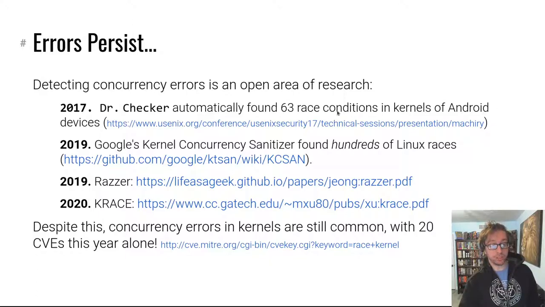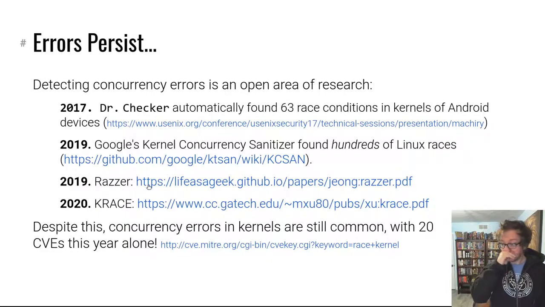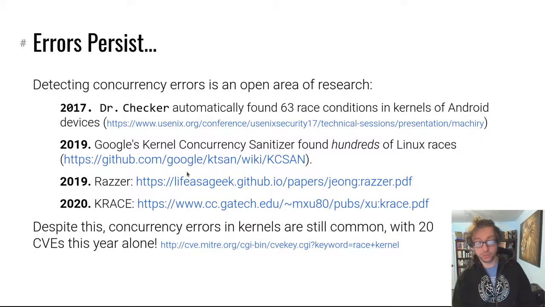I should mention that KCSAN specifically is for detecting the race conditions. Dr. Checker is a static analysis tool. It doesn't actually run the Linux kernel. It just looks at the source code. And then these techniques combine triggering of system calls themselves with an analysis to identify when race conditions are hit.